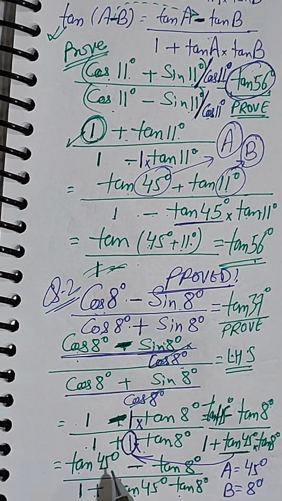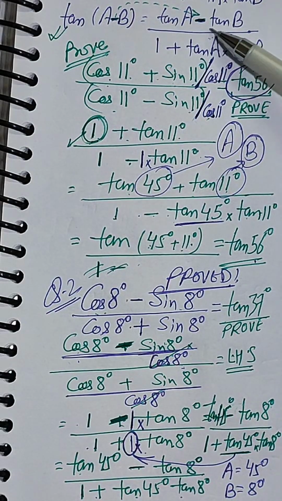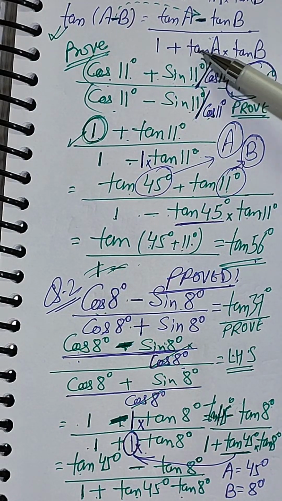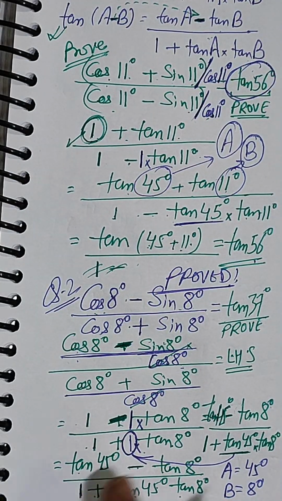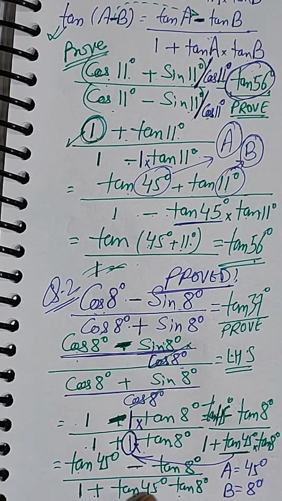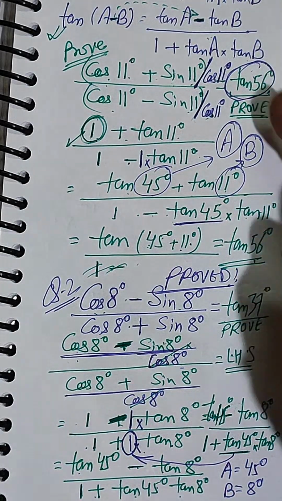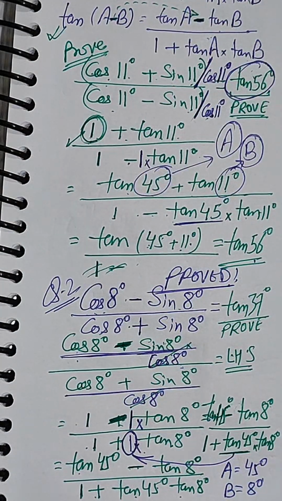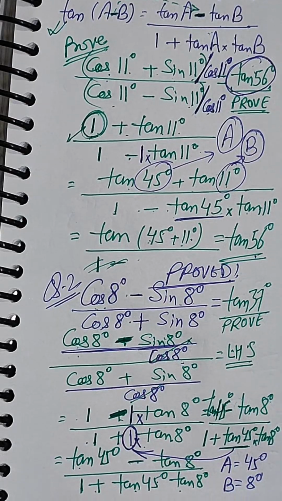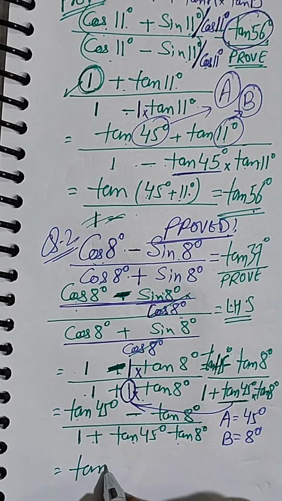You can see here and use this formula, tan A minus B equal to tan A minus tan B divided by 1 plus tan A tan B, right? You can directly see that our trigonometrical identity and our LHS directly resemble the RHS of the formula. So that's why we can write it as tan A minus B, and let us see. So what is tan A minus B?